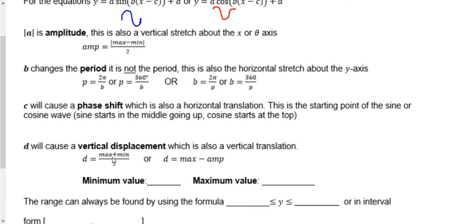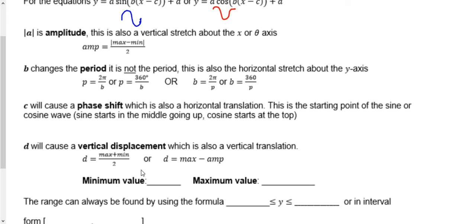D is our vertical displacement, and again it's our vertical translation, so D is also new. We have an equation, well we have two of them actually. Usually we use this one here, max plus min divided by 2. This one here we sometimes use, but D is basically if you take your graph and you split it right in half, that's going to be your vertical displacement line.